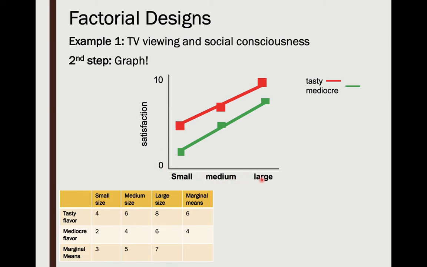So how we graph this is if we look at, let's graph tasty first, so that's red. Tasty and small was a 4, so that was my 4 right there. Tasty and medium was a 6, here's the 6. Tasty and large was an 8, which is here. We connect it by a straight line. And then going on to mediocre, mediocre and small was a 2, here we are. Mediocre and medium was a 4. Mediocre and large was a 6, here. And we connect them by a line. So here's our graph with 2 lines.